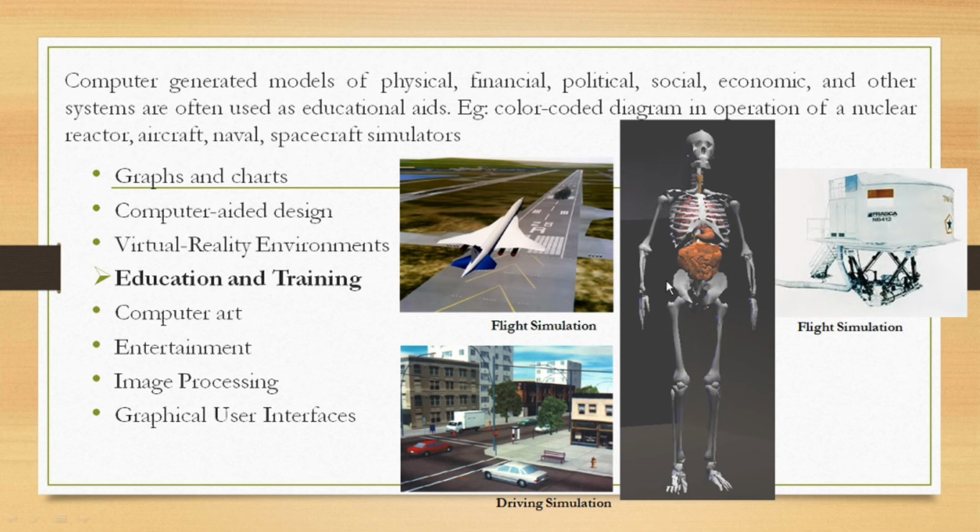Here we have a diagram of a human body. It is a computer generated human body, which will help us to understand the various parts of a human body. Computer generated models of anything help us in education and training. You can give training to somebody to fly a flight or to drive a car. That all can be done using simulation.